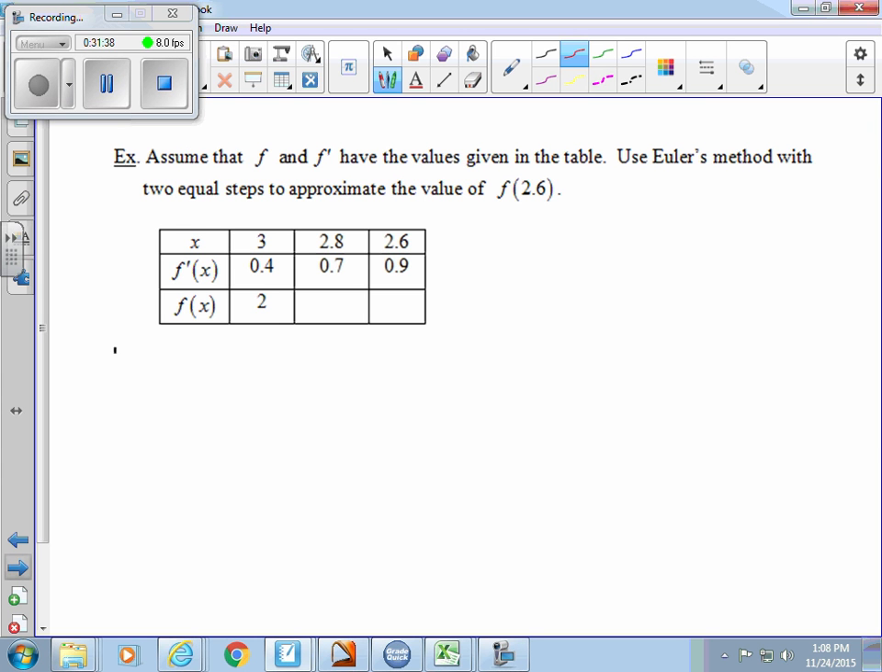Use Euler's method to approximate the value at 2.6. This looks very AP-esque, doesn't it? They're really just testing to see if they're tying your hands. If you had a calculator program that did Euler's method, they're tying your hands on it, right? Because they don't actually give you the differential equation. So this is how they do things like that.